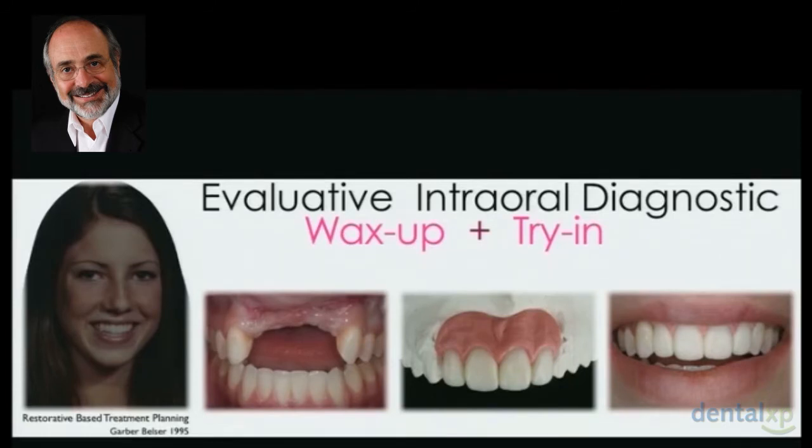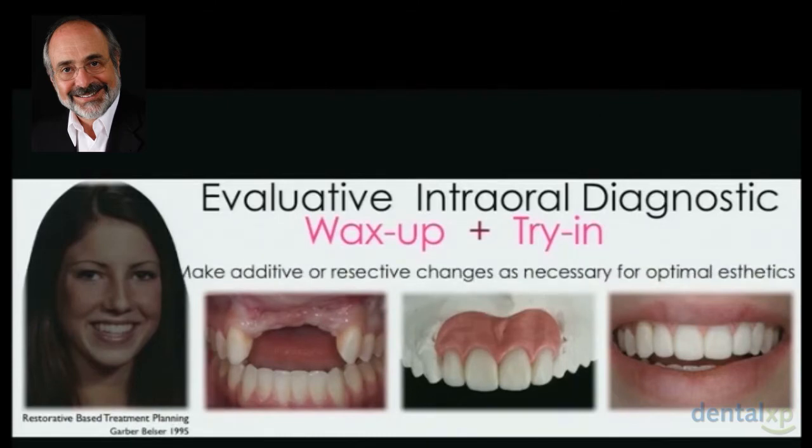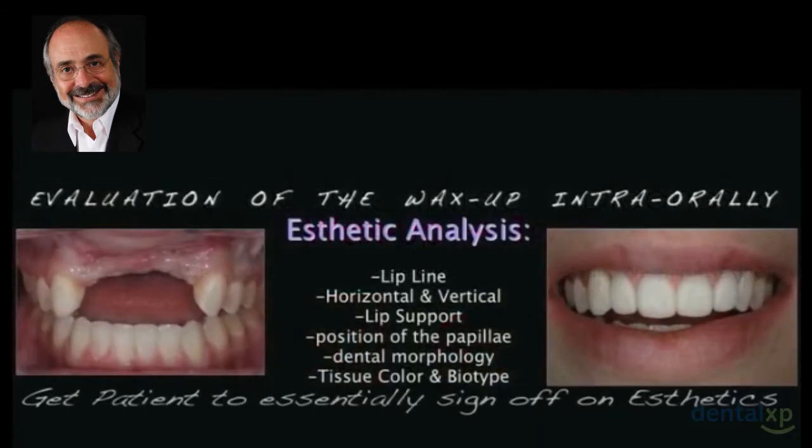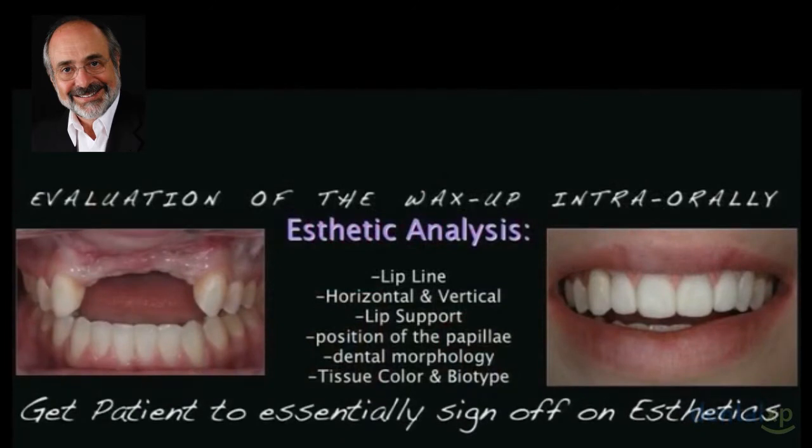She finally okays this. She likes it. She likes the tooth form. She likes the amount of papillae that show during big smiles and small smiles, and you'll see she does change. We've made all the changes right now. This is what the final case will look like, but in a more permanent material, ceramic. We slip it in, we check the usual things: lip line, horizontal and vertical, lip support, the position of the papillae, the morphology, and we get them to sign it off. You like this, Jen?